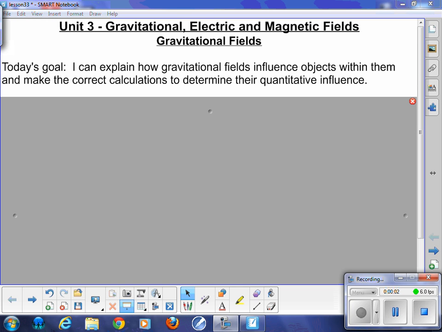Hello and welcome to Unit 3. Unit 3 is gravitational, electric, and magnetic fields. So we're looking at three different types of fields, and we're going to talk about, first of all, what is a field.